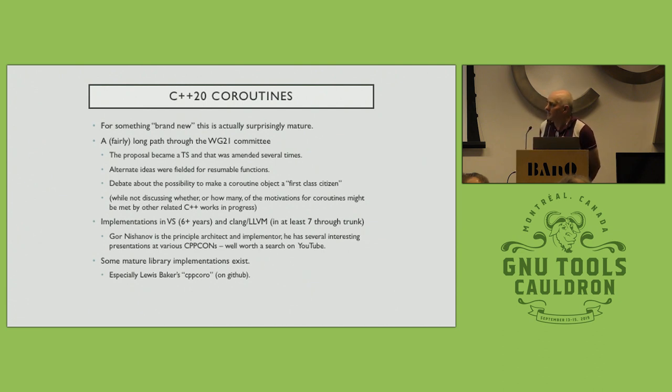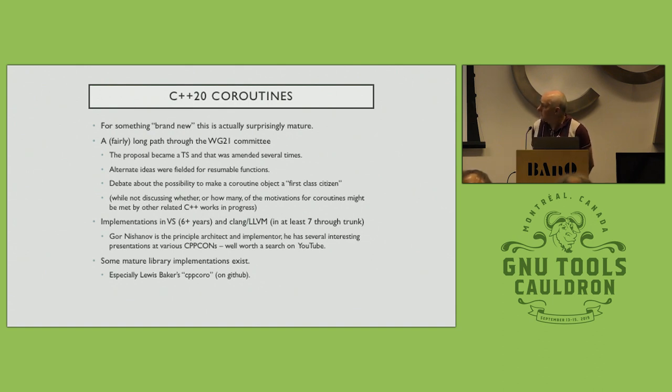I'm not going to even go into all the various other kinds of things that are being discussed, like fibers and so on, that are possible solutions to some of the problems that coroutines will solve. So we've got implementations in Visual Studio for at least 6 years, I think, and then in Clang and LLVM, certainly usable from 7 through trunk.